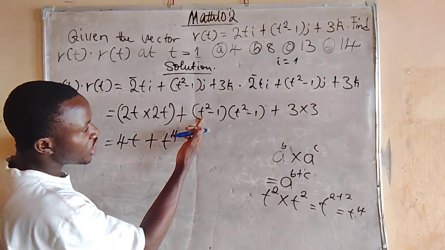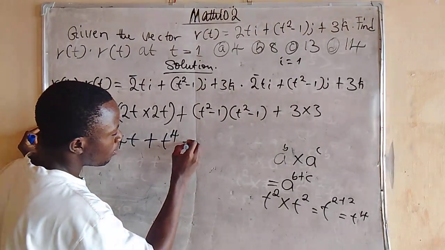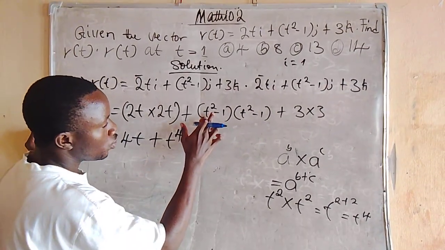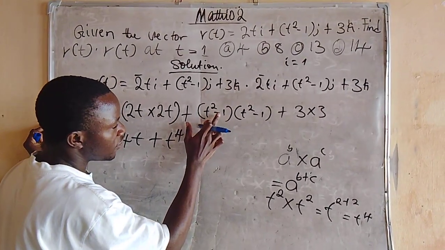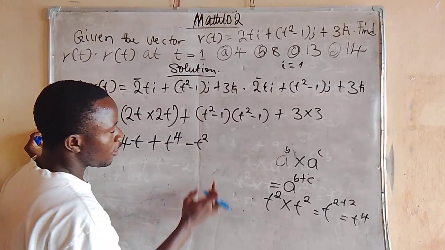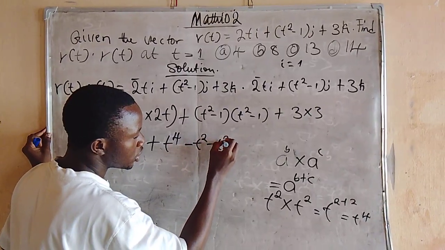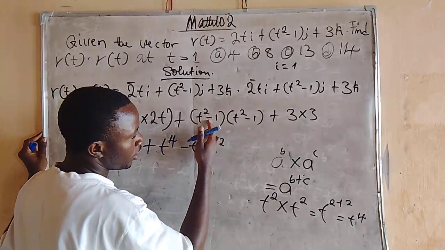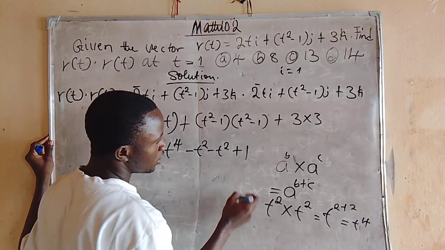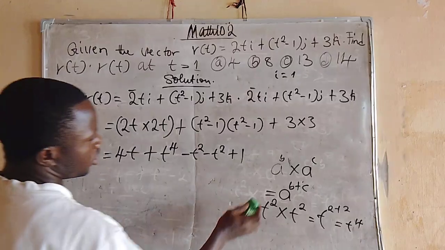Now we pick it again, we multiply by minus 1. It's going to give us minus t squared. Then we pick the last term in the first bracket, which is minus 1, to multiply this very bracket. Minus 1 multiplied by t squared, you have minus t squared. Minus 1 multiplied by minus 1, of course, you have plus 1. Let me clean the board here.